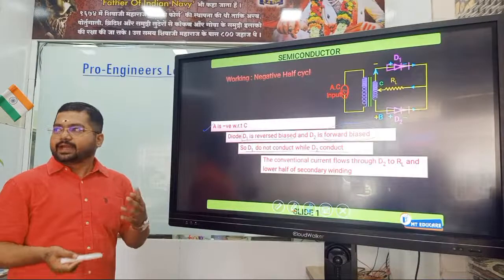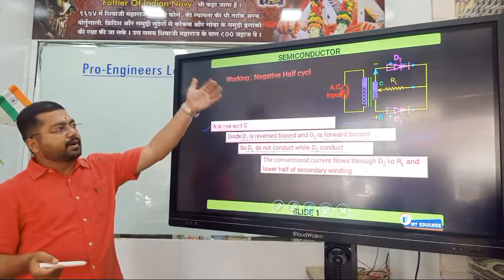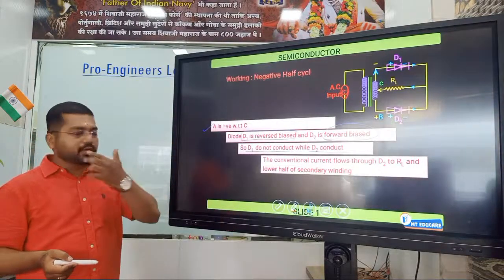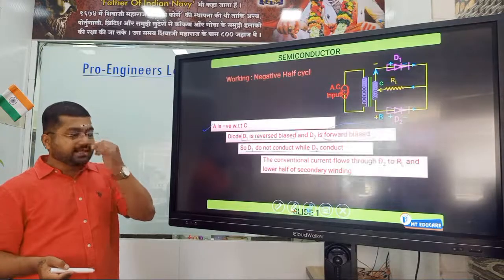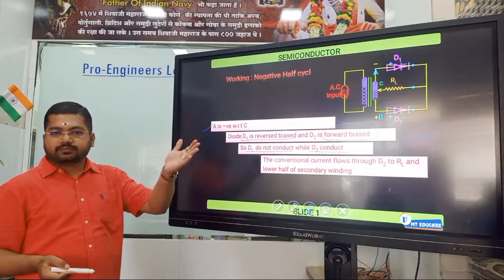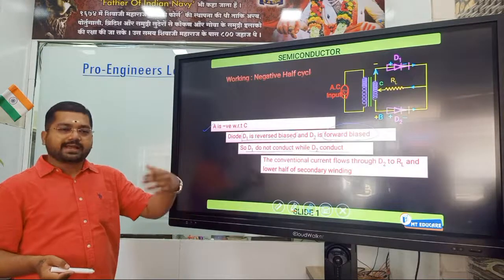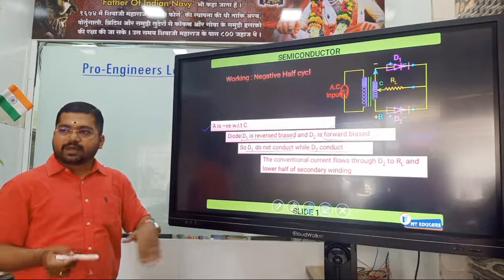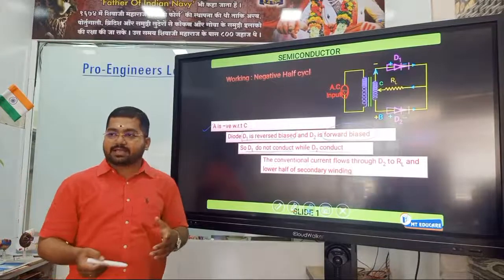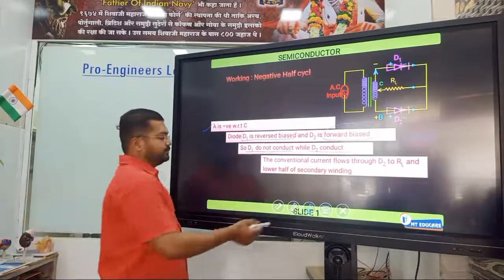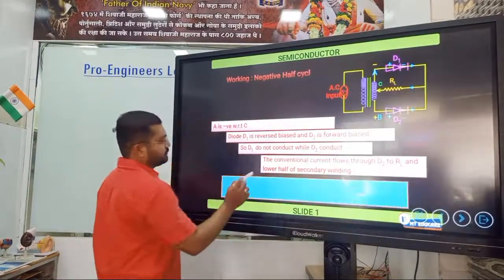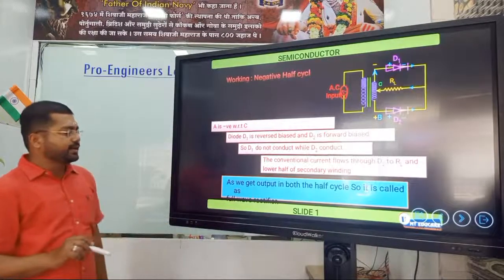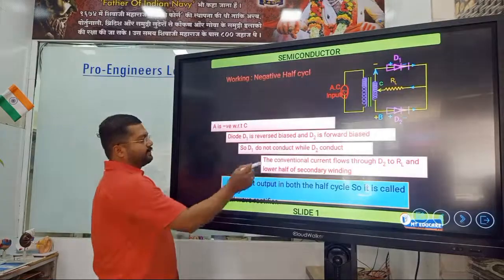Now for the negative half cycle, the upper diode is in the negative half cycle and the lower diode is in the positive half cycle. So initially the first will conduct, the second will not. The second time the first will not conduct, the second will conduct. It means we are getting output for both the cycles simultaneously. As we get output in both the half cycles, it is called a full wave rectifier.